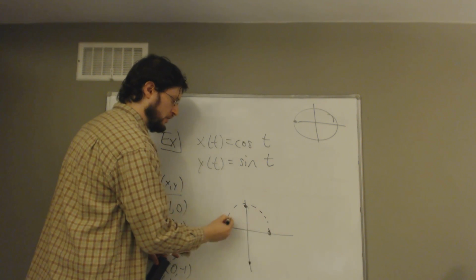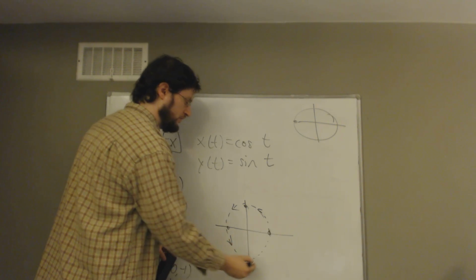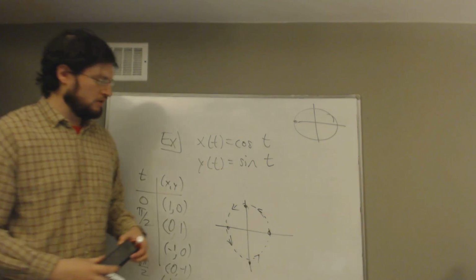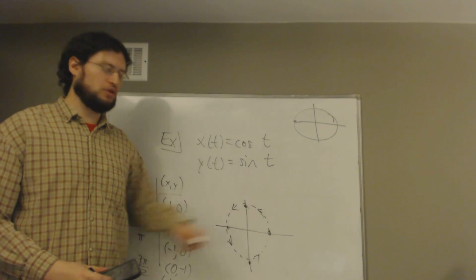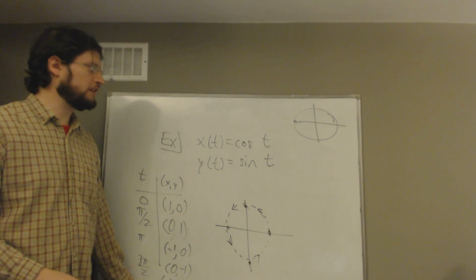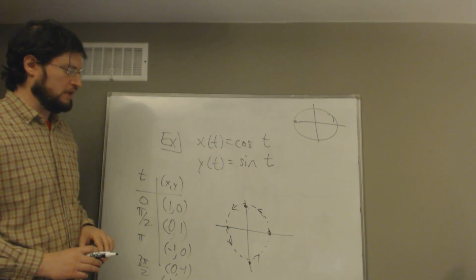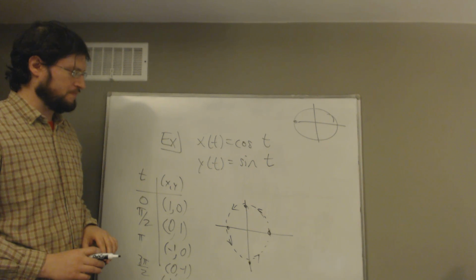That shouldn't be too far of a stretch to say that what we're doing here is just traversing this unit circle. We're going around the unit circle in a counterclockwise fashion, and really it recreates our unit circle that we were thinking about from trigonometry.